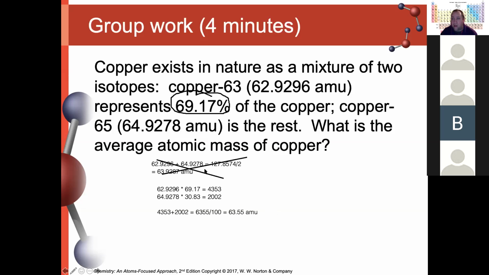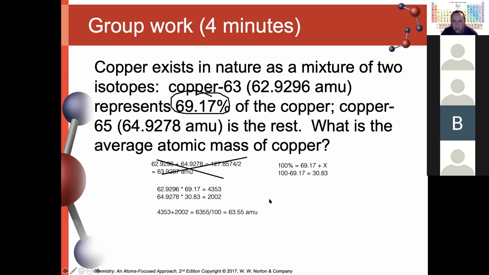Mr. Brooke, where did the 30.83 come from? So that came from the fact that we had 100%, which had to be 69.17 plus whatever the other one was. And so if I take 100 minus 69.17, that gives me my 30.83.